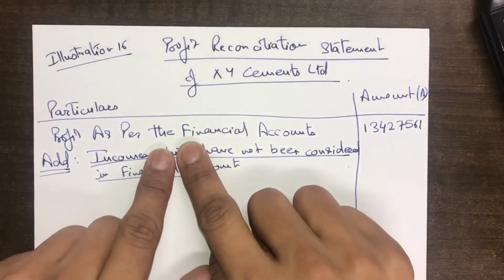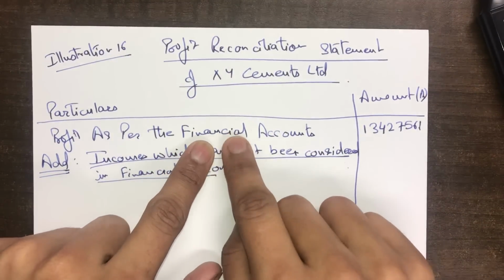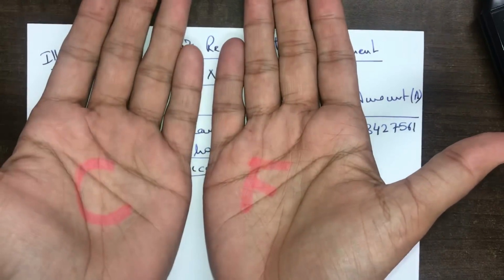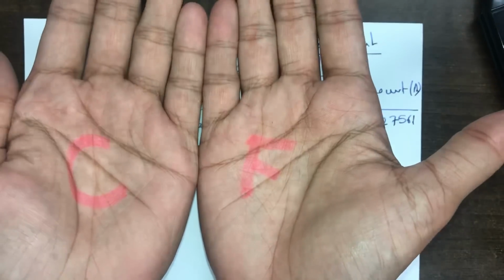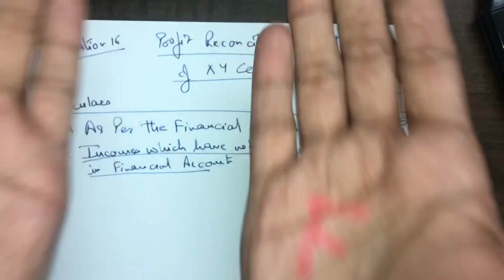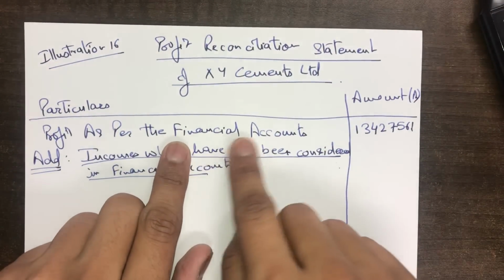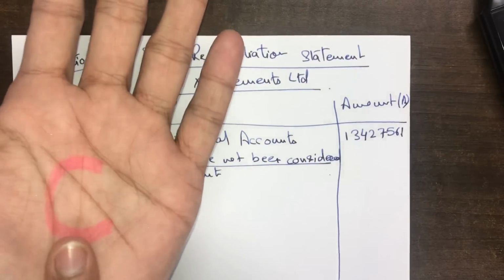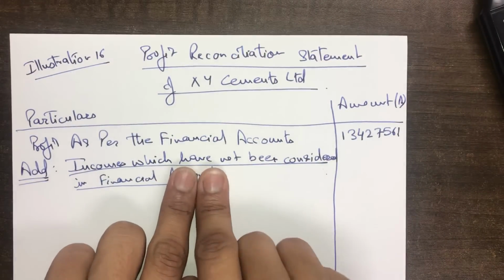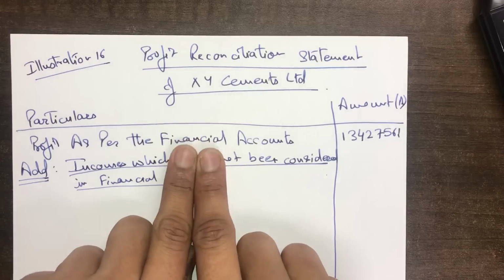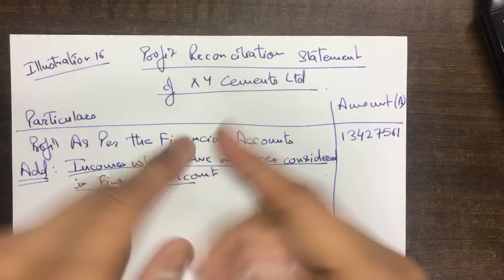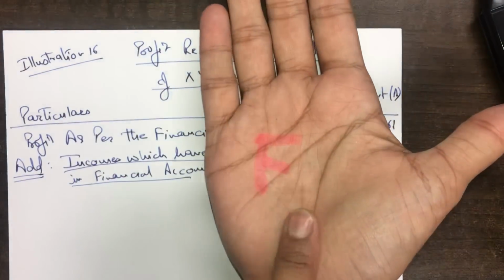Had I taken profit as per the cost accounts as the first item, then I would have moved my costing profit hand. So you have to take care that the hand which represents your opening profit should be moving and the other hand should remain constant. In this case, since we have taken financial accounts as our base, the hand which should move is the financial profit hand. So your right hand will move in this case.